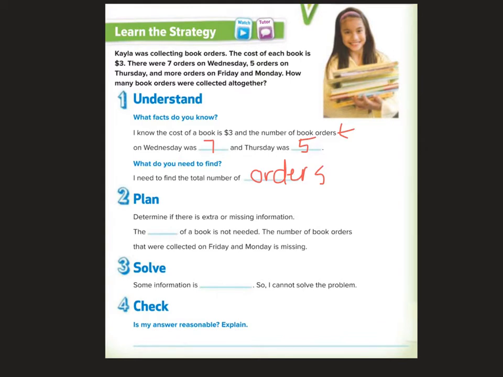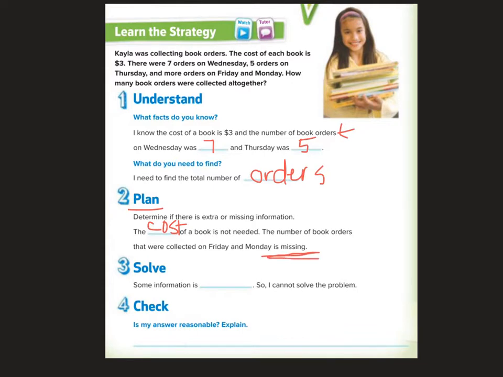Okay, so we have to determine if there's extra or missing information. This is our plan, because we know we're studying that. Do we have enough, or do we need more? Too much, or do we need more? Okay, so the cost of a book is not needed. We don't need the cost. The number of book orders that were collected on Friday and Monday is missing.